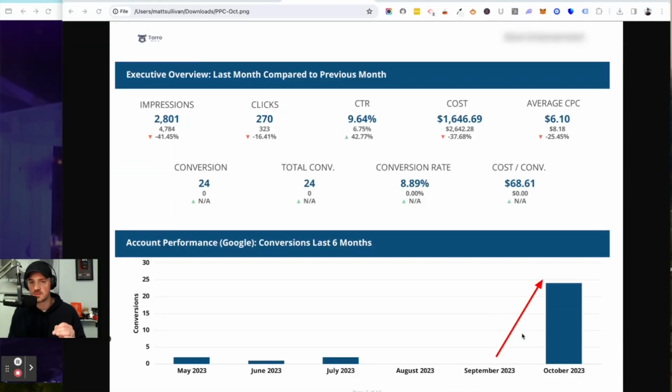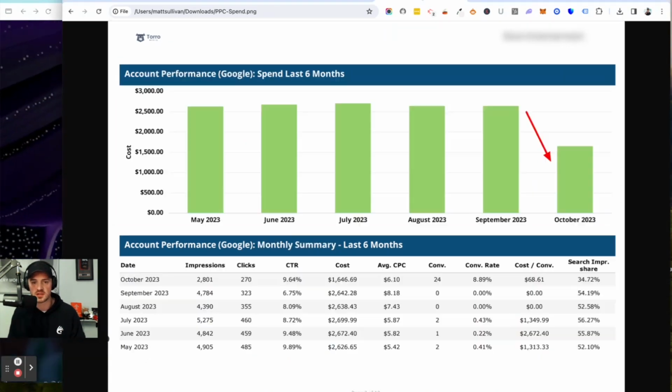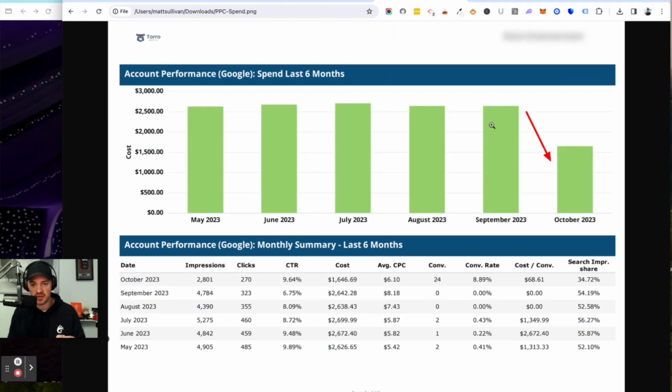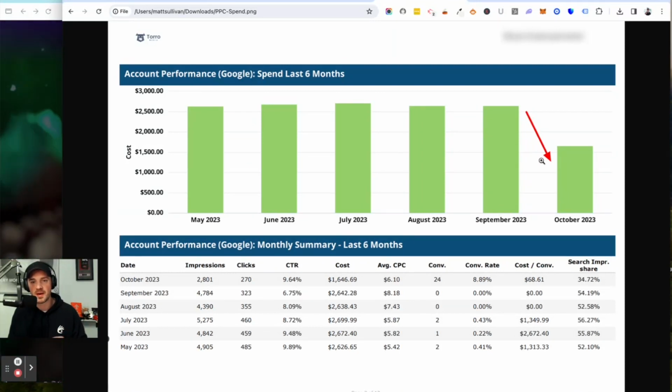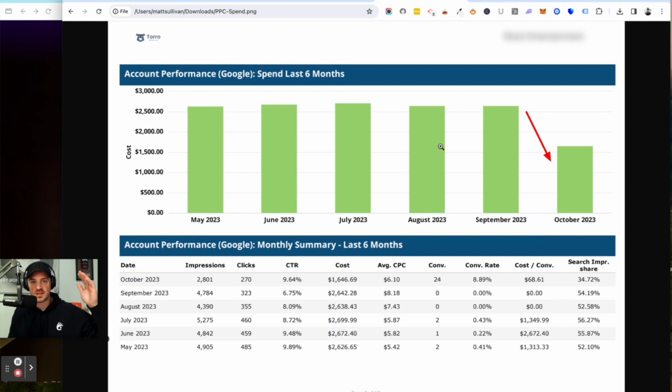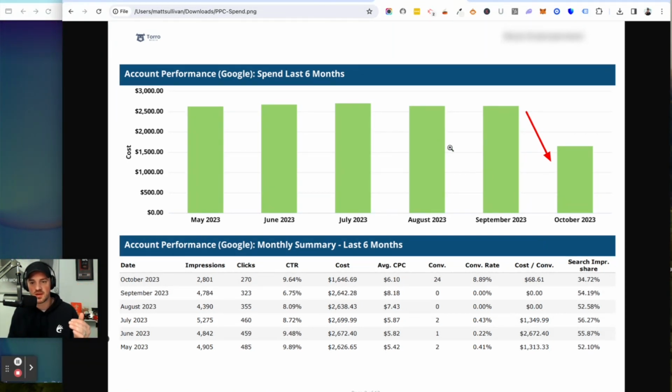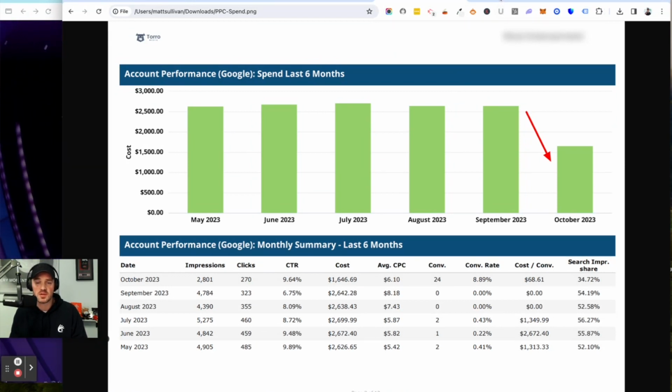Now, this is an entertainment company as well. They got 24 conversions in October. And in that month, we actually cut down on the amount that they spent with Google by almost half. So, 10x the results, and actually cut down and spent about half the amount of money. So phenomenal results in that first month of management.